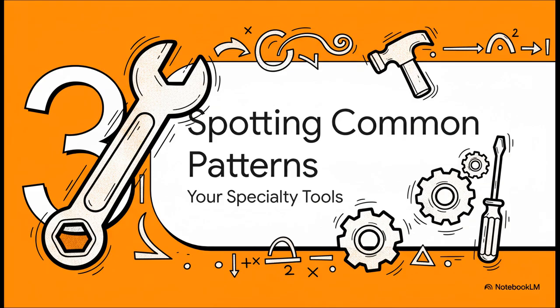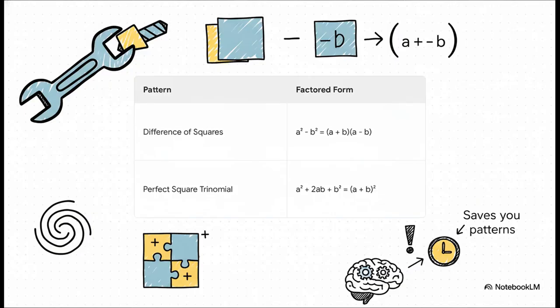Okay, so once you've pulled out the GCF, remember, that's always step one. Your job isn't necessarily done. Now you get to look for recognizable patterns. These are like your specialty tools. You know, not the everyday wrench, but the specific tool for a very specific job. And here are a couple of the most common ones you'll see. The difference of squares and the perfect square trinomial. Being able to spot these is a massive time saver. It's the difference between fumbling around trying every tool in your box and just knowing, that's the one I need, and getting the job done.